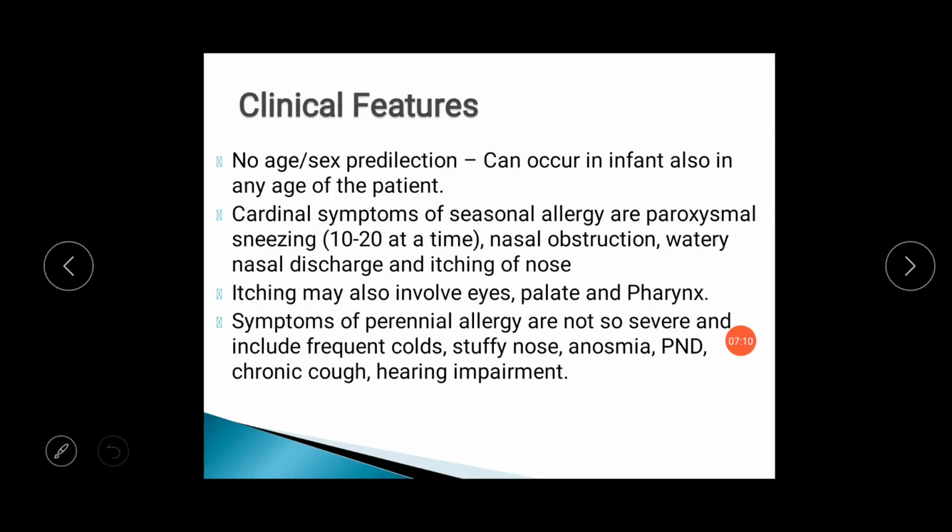The main symptoms of seasonal allergy are paroxysmal sneezing, in which patient will have about 10 to 20 and sometimes more than 20 sneezing episodes at a time, suddenly, and that is also associated with nasal obstruction and simple watery nasal discharge with itching in the nose. There will be itching also in the eyes, palate and pharynx.